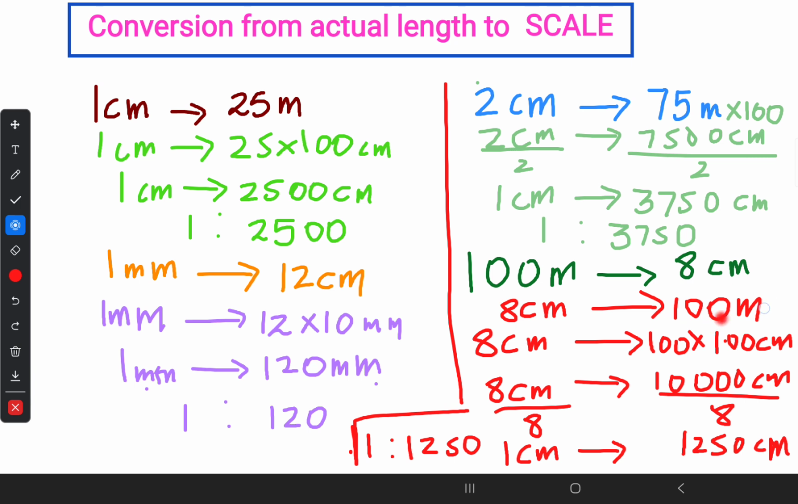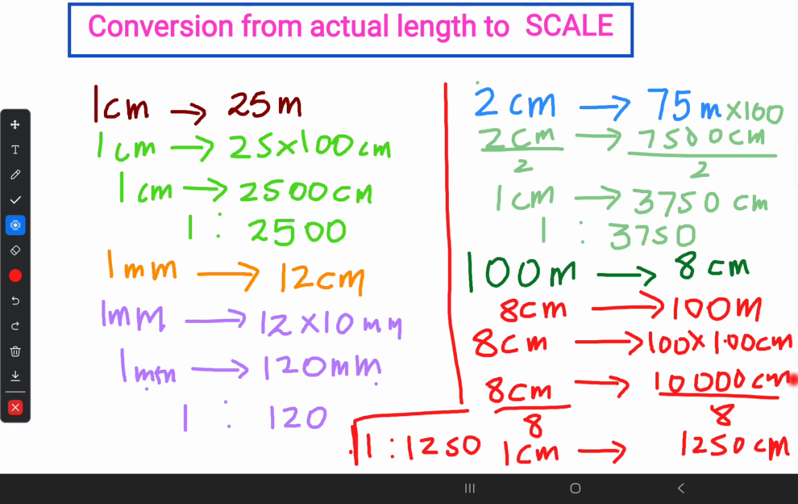8 centimeter is this much. First I am going to do the unit conversion. Unit conversion means from the existing unit you are going to convert that to the needed unit, centimeter. Here we have centimeter throughout, no changes. But here we have meters. We are going to convert that to centimeters for our ease. 100 meters to centimeter, 100 into 100, 10,000. 8 centimeter is 10,000 centimeters, no?